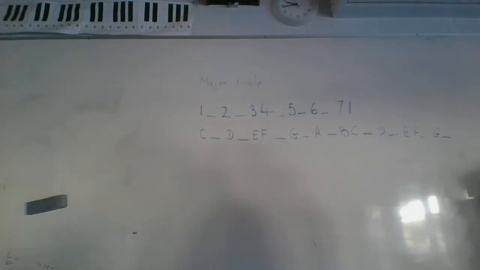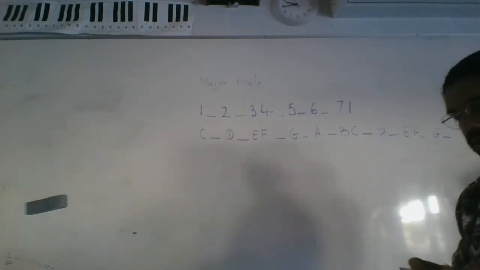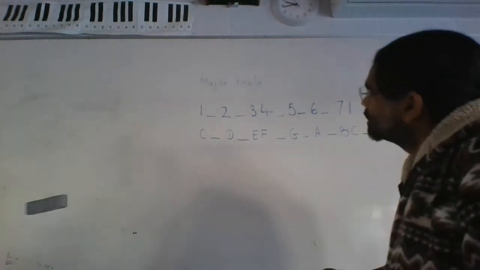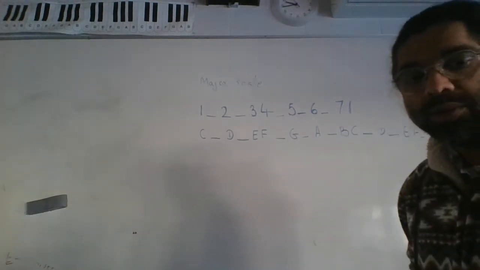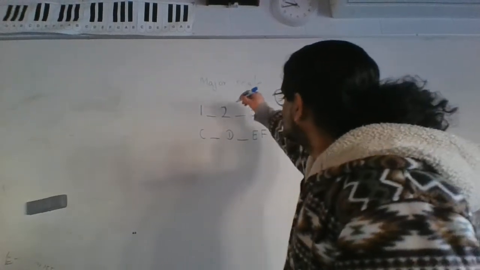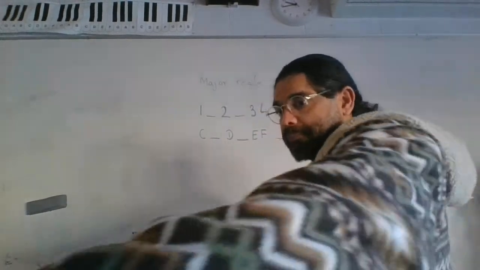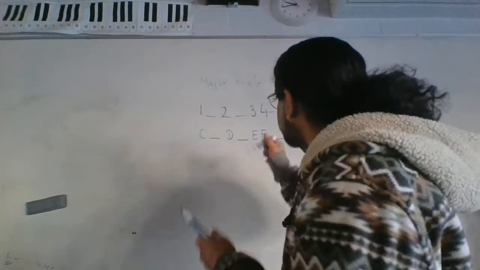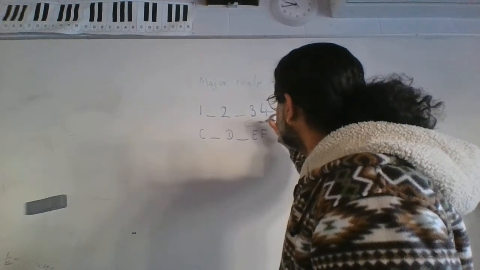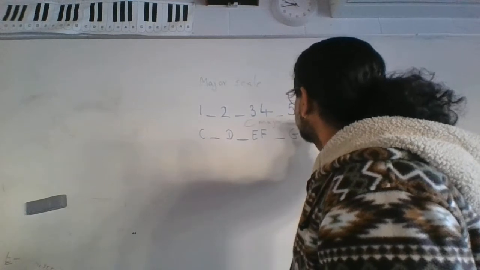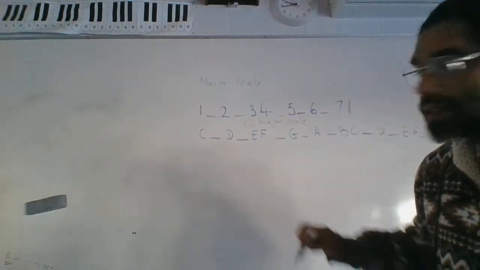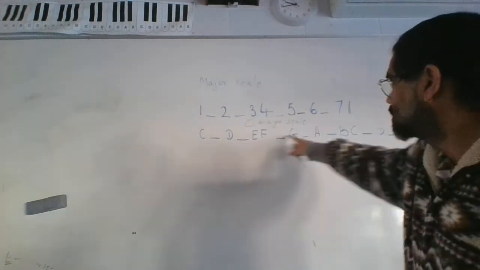So, how do you find the 1 in a mode? Let's take a Dorian mode. So this is your major scale formula, and this here is your C major scale. There you go. Hope you can see that. That's your major scale formula, and that's your C major scale.